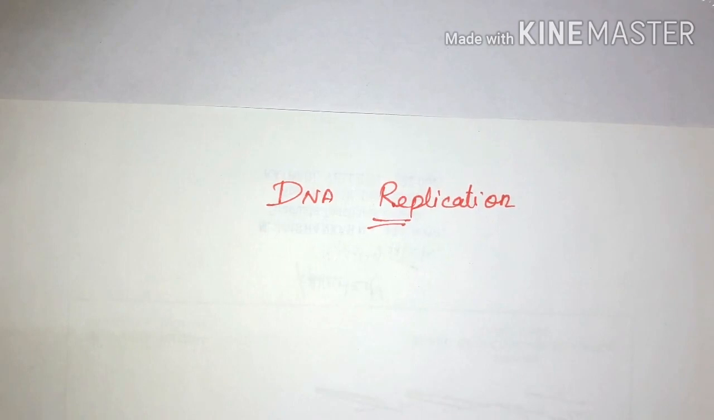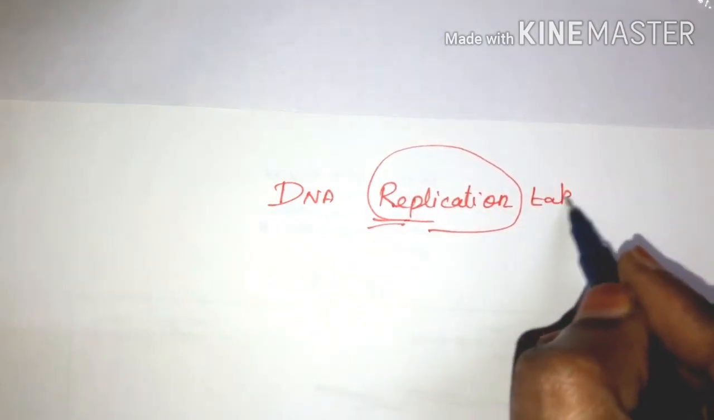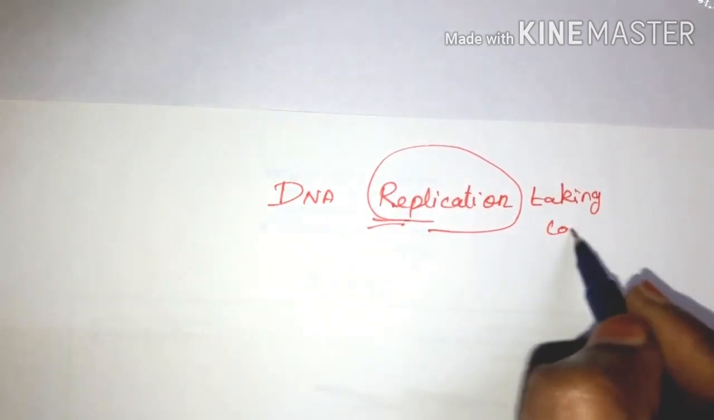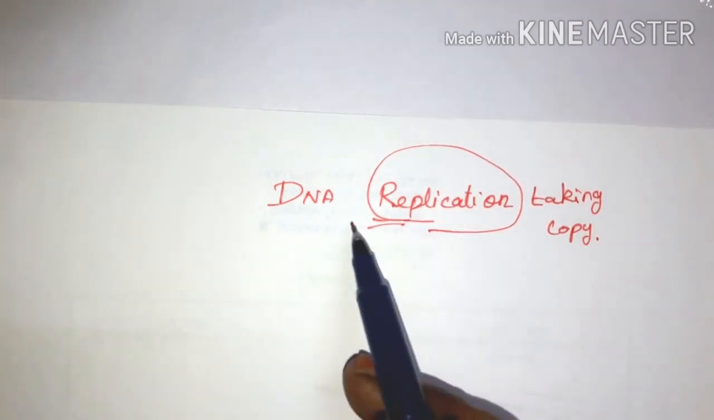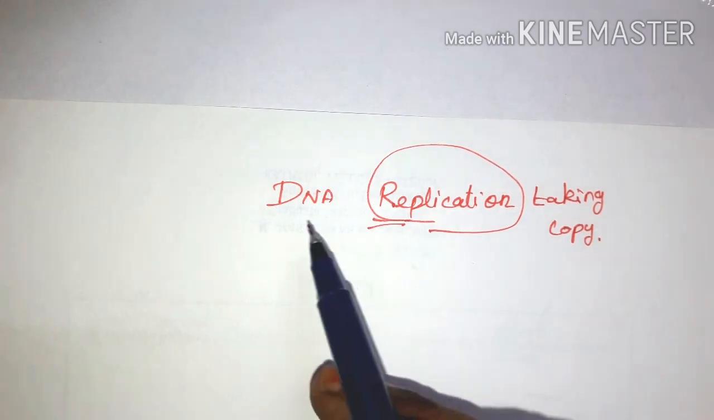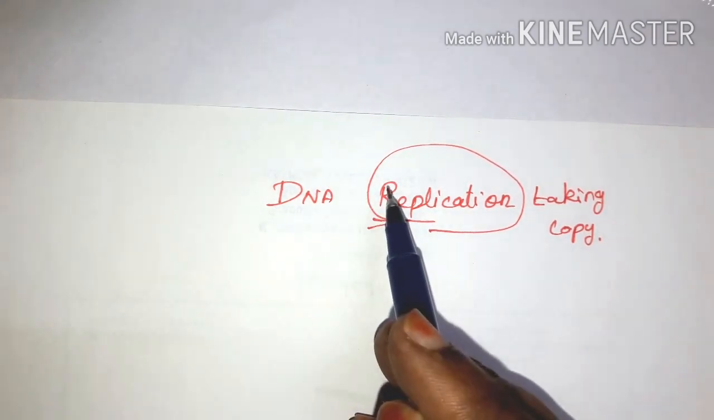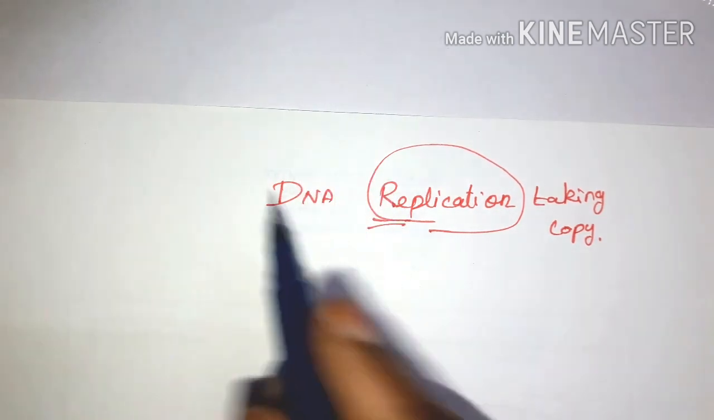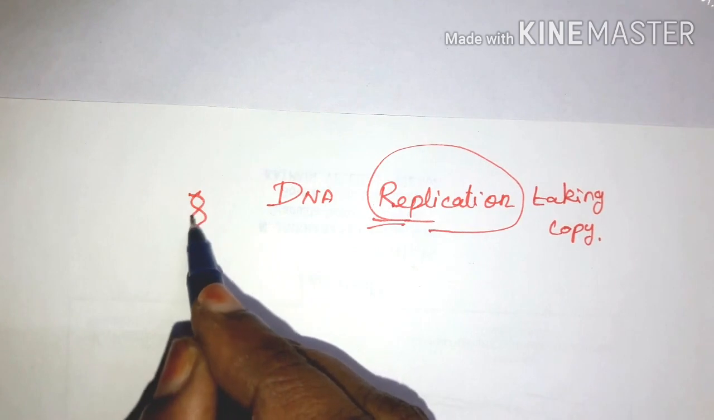Our next topic is about DNA replication. Replication means taking a copy. That is called replication. Here in this case, DNA is getting replicated. That's why it's said to be DNA replication. During this replication, each DNA molecule, you know that it is double-stranded.